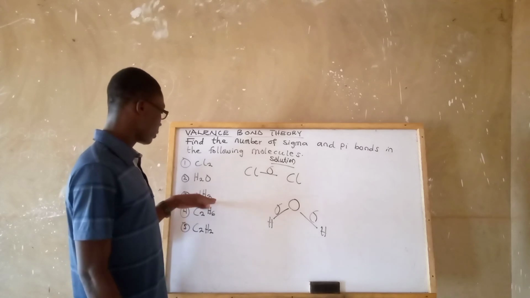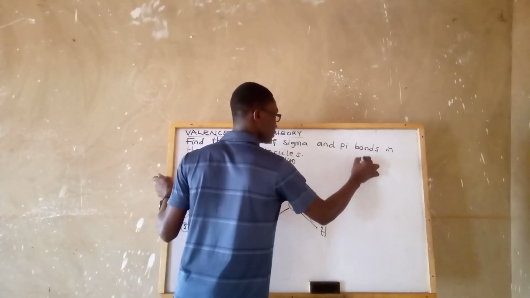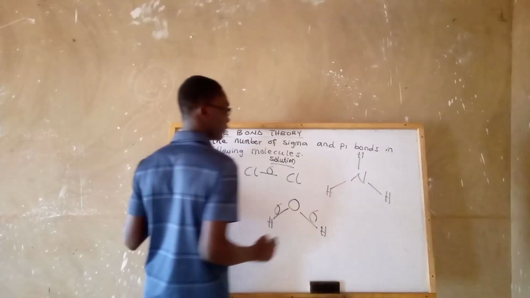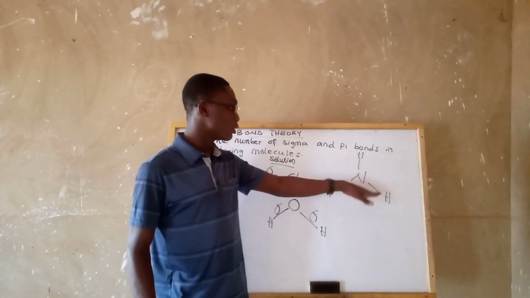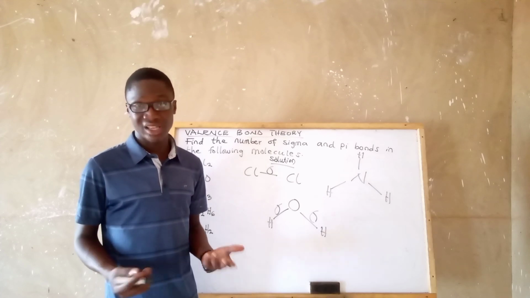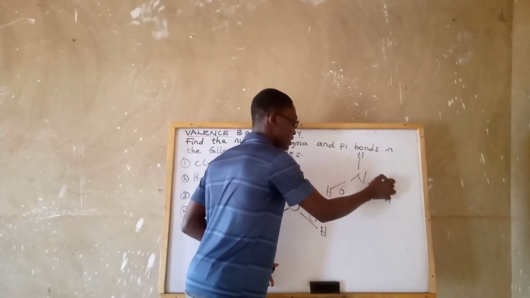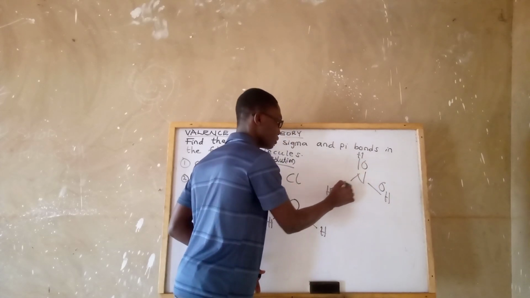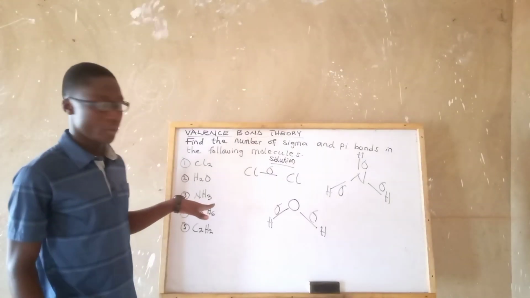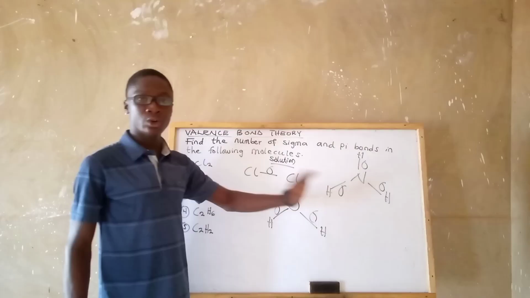And now you have NH3, which is ammonia. For this one too, we have only single bonds. So each of them is a sigma bond, since the first bond is a sigma bond. Since it's only one bond each, we have a sigma bond here, a sigma bond here, a sigma bond here. So we have three sigma bonds in NH3, which is ammonia, and 0 pi bonds.